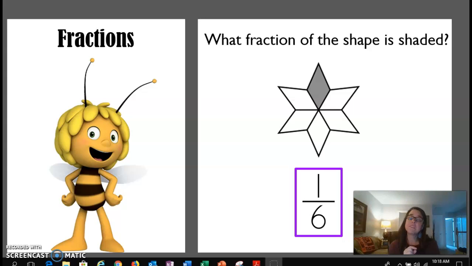Now, one common mistake sometimes students will make is that the bottom number will be how many parts are not shaded. That's not the case. That bottom number has to be how many pieces that shape is split into. It's split into 6 pieces. How many of those 6 pieces are shaded? 1 of them.